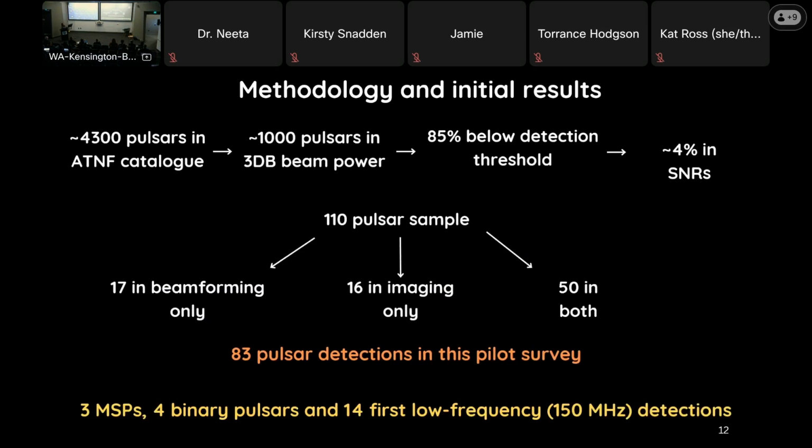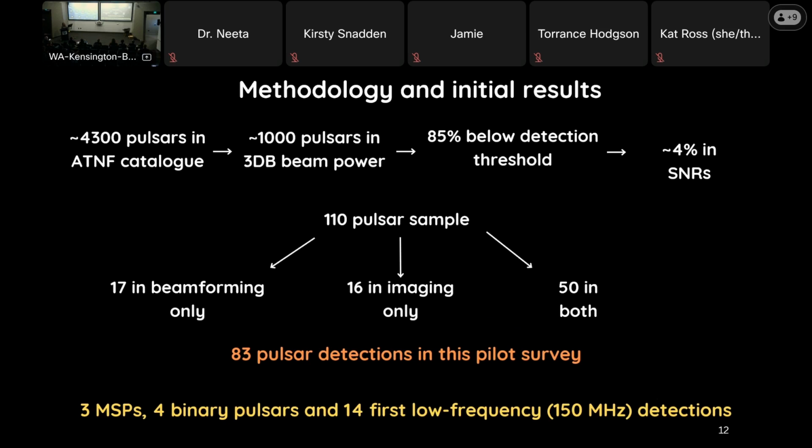So we started out with approximately 4,300 pulsars in the ATNF catalog, and then around 1,000 of those pulsars were in the primary beam of the data. Then we took the local RMS values at those positions of the pulsars, and we decided that a detection would be considered a detection if it was 5 sigma above that. That got us down to almost 85% of those 1,000 pulsars being below our detection limit at the time of the images that we were producing.